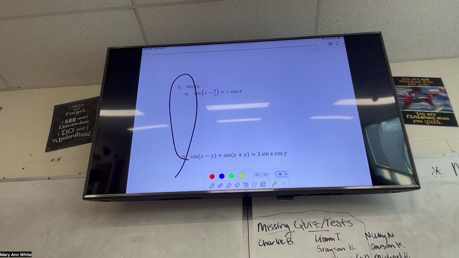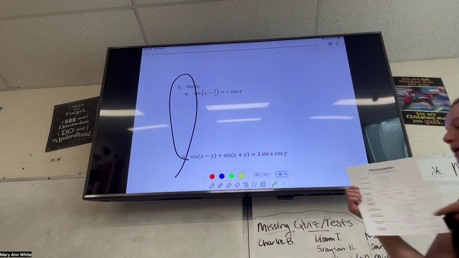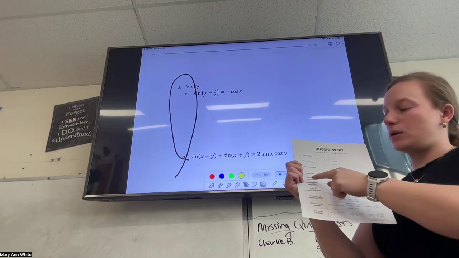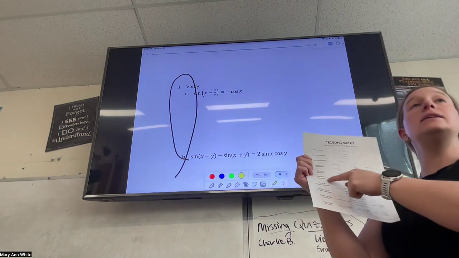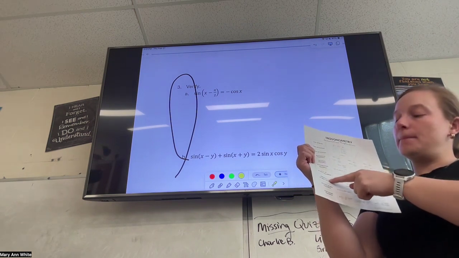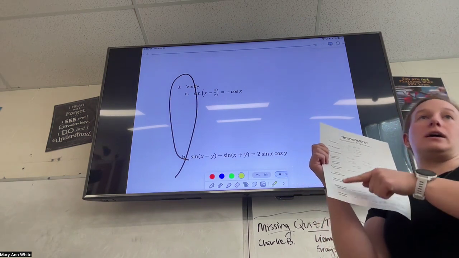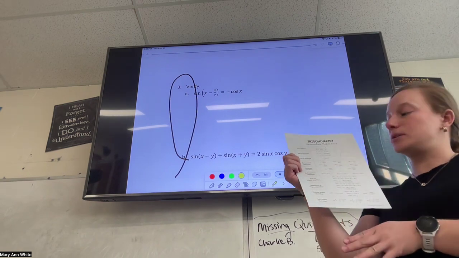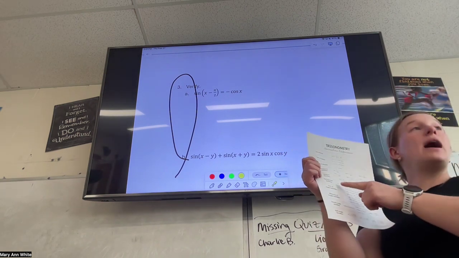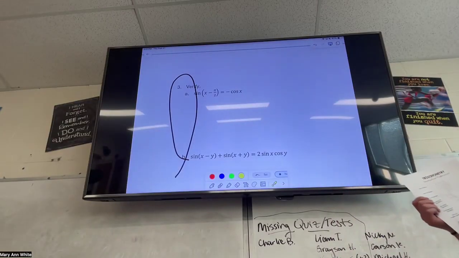So if you remember, we were using the reciprocal, the quotient, and the Pythagorean identities. And then yesterday I taught you sum and difference identities. On Monday, we're going to learn the double and the half angle identities, and that will be all that we're going to know for the first part of this chapter. And so when we have our sum and difference, based on what you're doing, if you're adding or subtracting them, you're going to use that one.